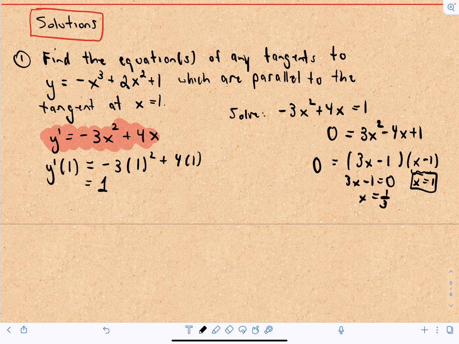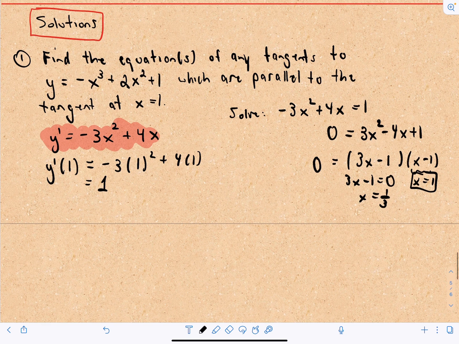So now I'm going to use the point slope formula. So next, we'll use our y minus y sub 1 equals m times x minus x sub 1. Well, we already know what our x sub 1 is. That's 1/3. That's what we just found. We know what our slope is as well. That's going to be our value of positive 1. The only thing that we're missing in this case is going to be our y sub 1 value.